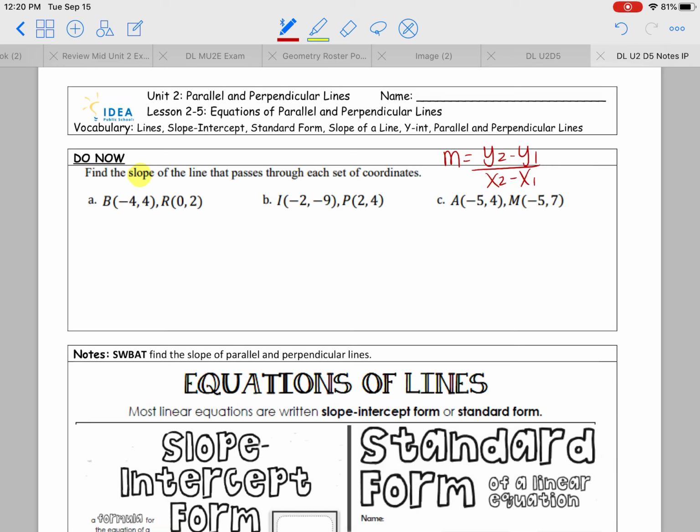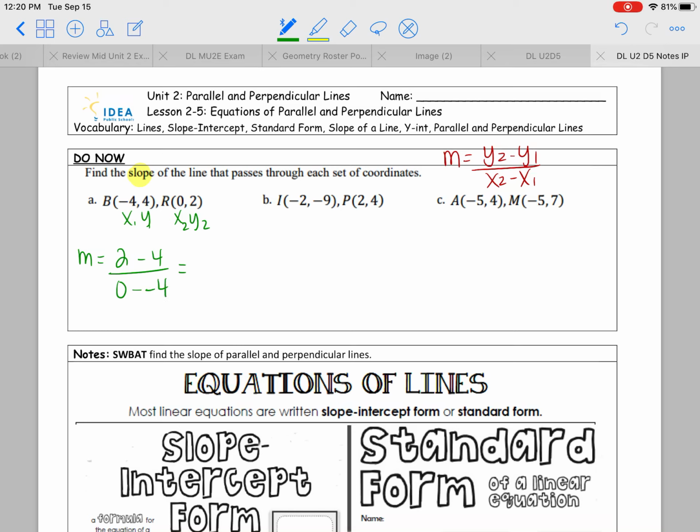The very first step is to label the points. In problem A, we have points B and R, B being my first point and R being my second point. Now we come back and substitute these values into our formula. Y2 is 2, minus Y1 is 4, X2 is 0, minus X1 is negative 4.